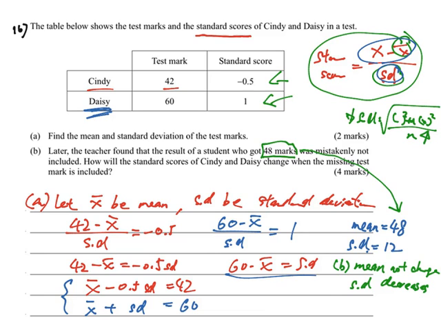the standard score of Daisy increases. The standard score of Daisy increases. How about Cindy? For Cindy, because this is a negative number, if a negative number is divided by a decreasing number, it becomes more negative. So for Cindy, her standard score decreases.